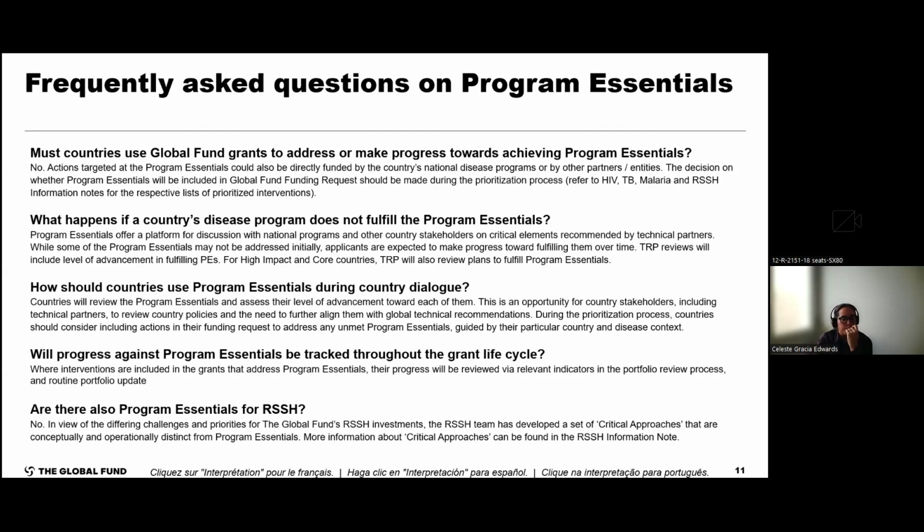Are there Program Essentials for RSSH? No, there are no Program Essentials for RSSH. They are only for HIV, TB, and malaria. However, RSSH has developed a set of critical approaches that are slightly different from Program Essentials, and we are going to have more information later in this session.